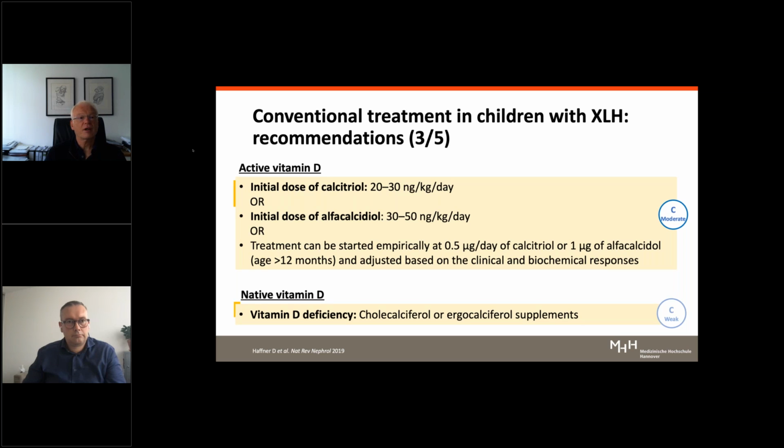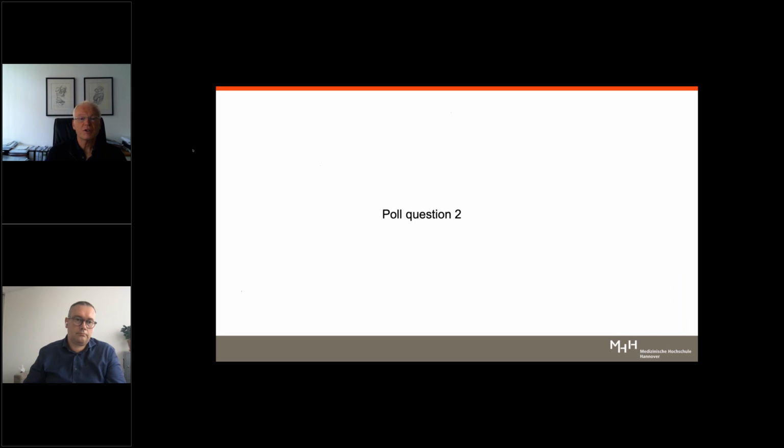So the initial dose for calcitriol is about 20 nanogram per kilogram, and as a rule of thumb, you need the double dose if you give alfacalcidol. This is due to the decreased intestinal availability of this drug. And empirically in infants, you may start with 0.5 calcitriol. You always have to check the levels of native vitamin D, 25-vitamin D levels, which may sometimes be low, like in other children, and you should supplement this according to national guidelines, like for other children with vitamin D deficiency.